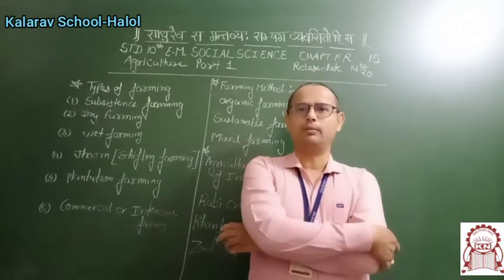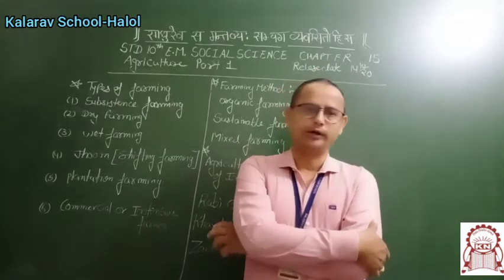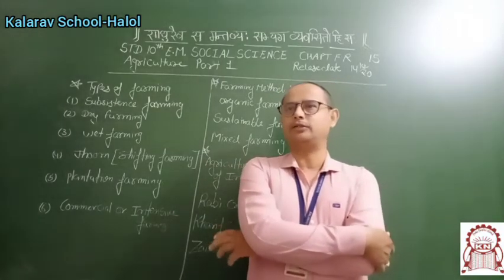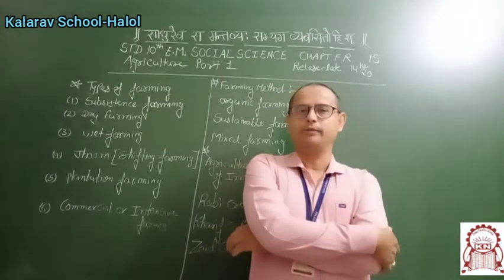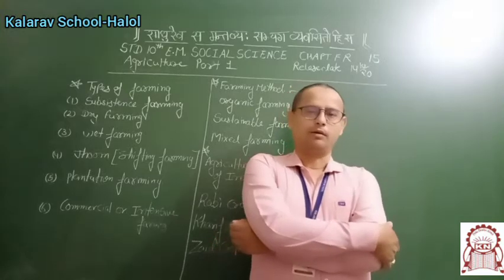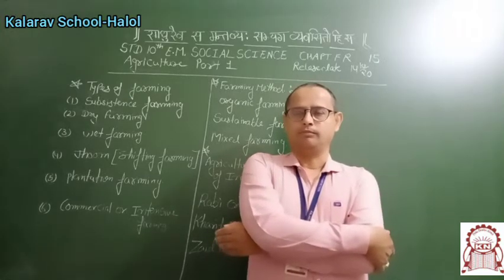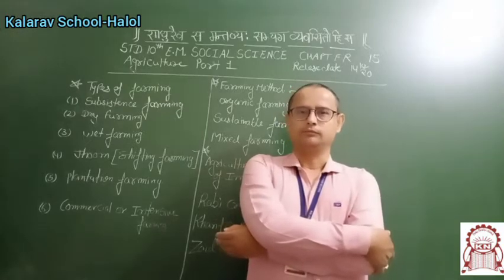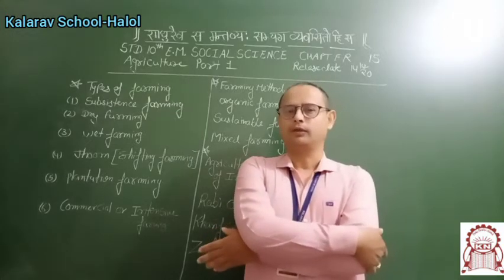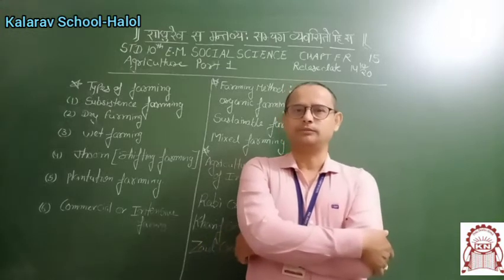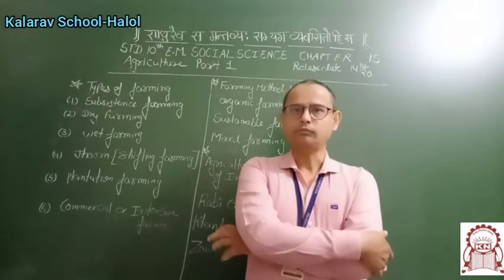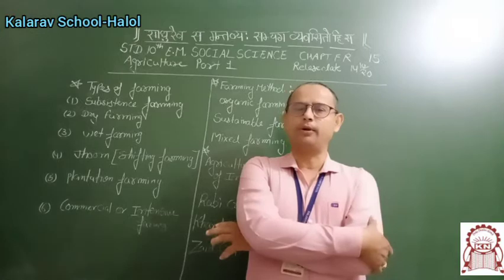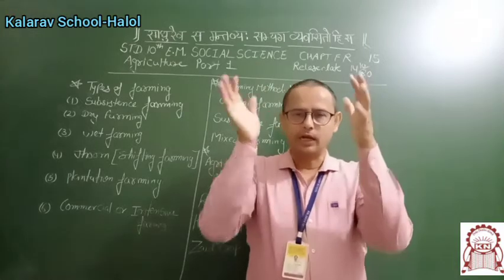Next one is maize. That is also a kharif crop, 21 to 27 degree temperature, rainfall 50 to 100. Tamil Nadu, Maharashtra, western part of UP, and Madhya Pradesh, eastern part of Rajasthan. All these are the places where maize is grown abundantly. Okay, all these are the staple food.